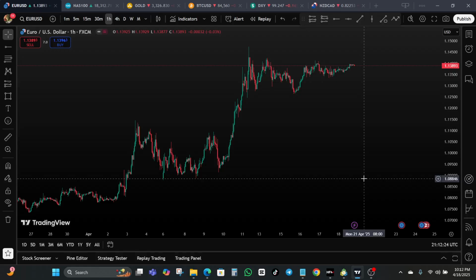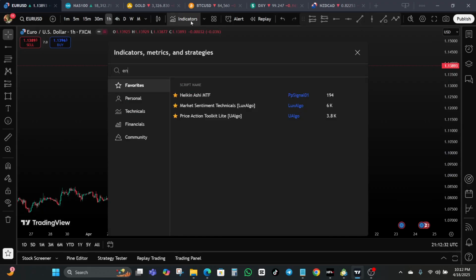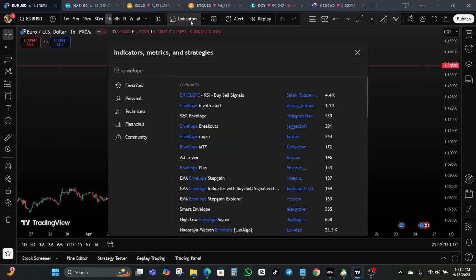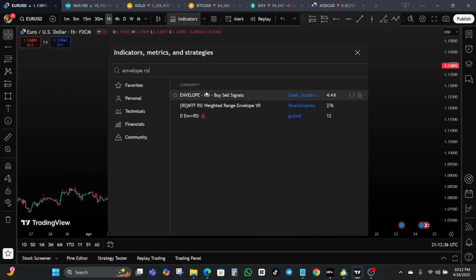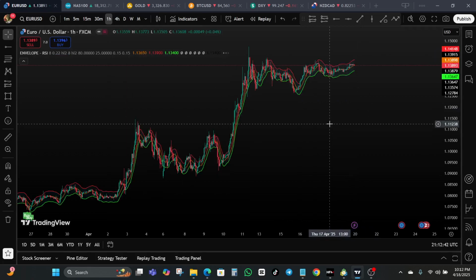Now in this video we're just going to be breaking down one of the most underrated indicators on TradingView, and that is the Envelope RSI Indicator. Alright, we're going to be discussing the Envelope RSI Indicator.